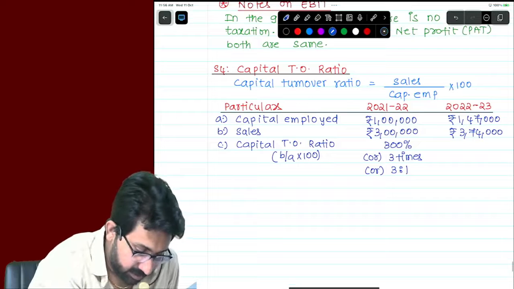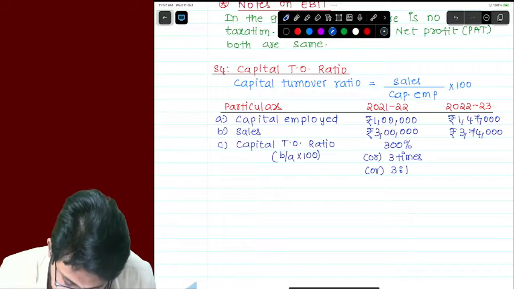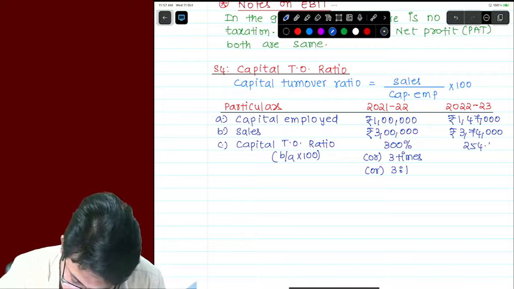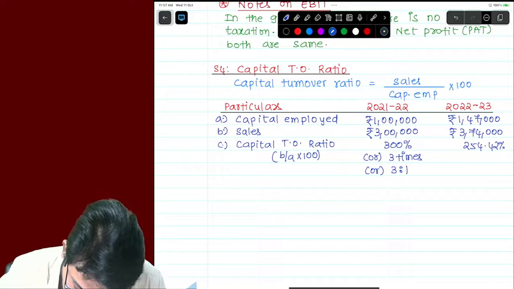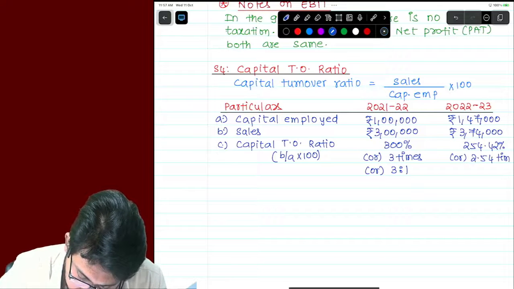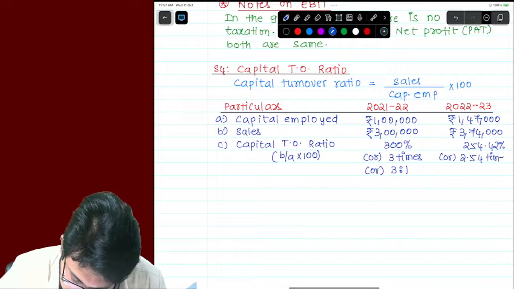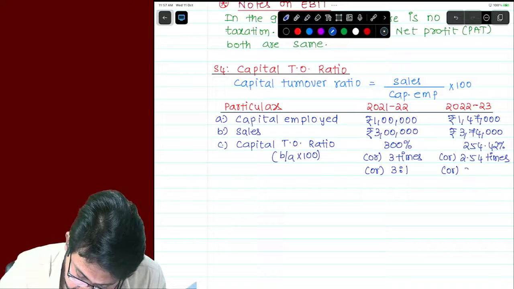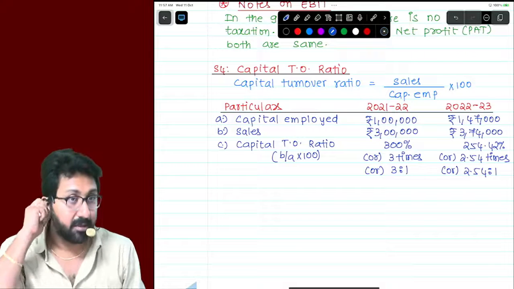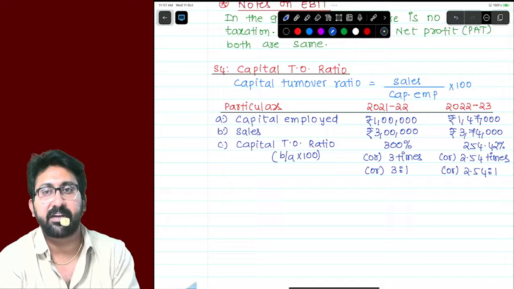Next, on the other hand, 3,74,000 divided by 1,47,000. How much has it become? 254.42%, or 2.54 times, or 2.54:1. Can you please explain how to understand this? For every 1 rupee of capital invested, how much sale did we generate?